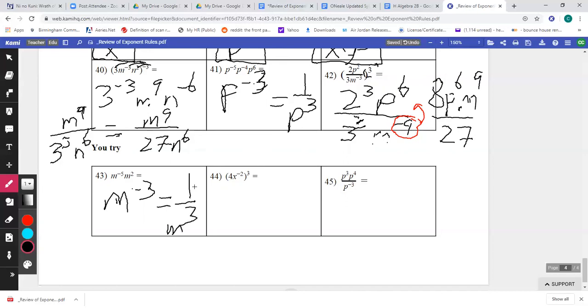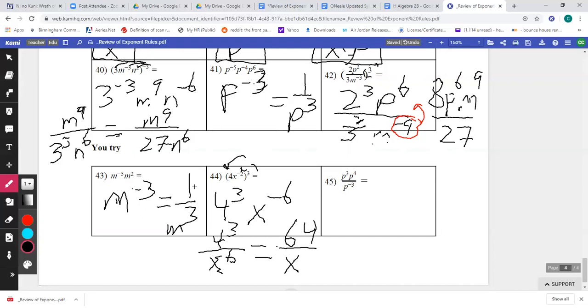44, remember you're going to bring this 3 into both. So this is 4 to the third, x to the negative 6. x to the negative 6 means you're going to flip it. So 4 to the third all over x to the 6th. 4 to the third is 4 times 4 times 4. 4 times 4 is 16. 16 times 4 is 64. So my final answer here is 64 over x to the 6th.